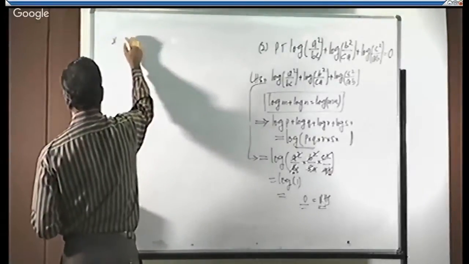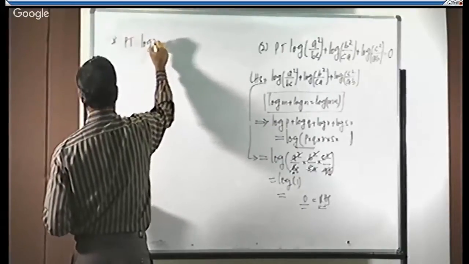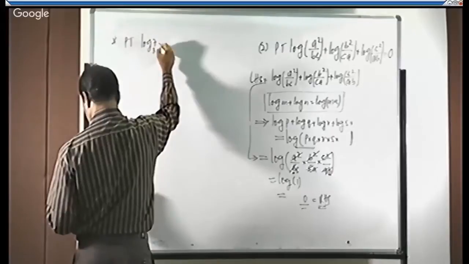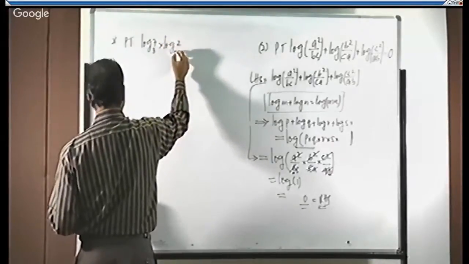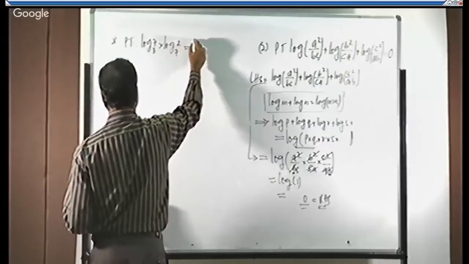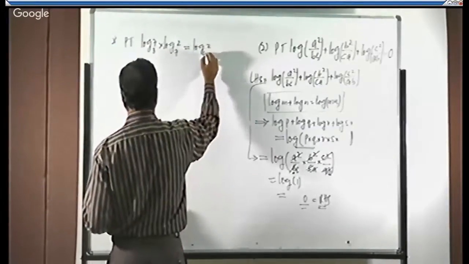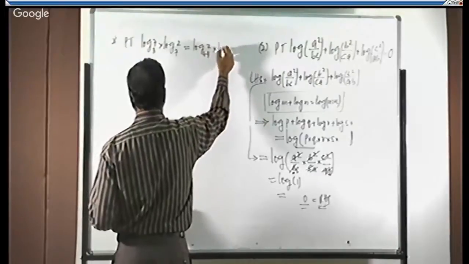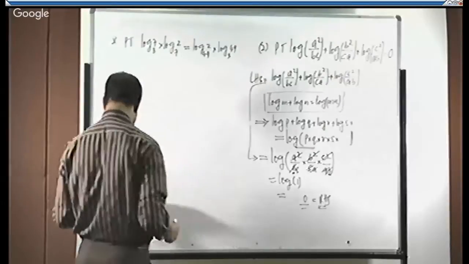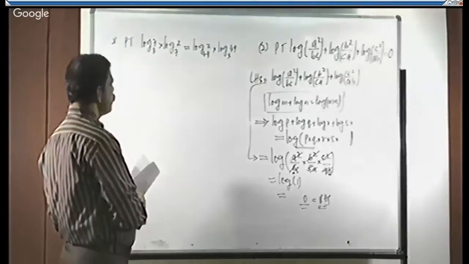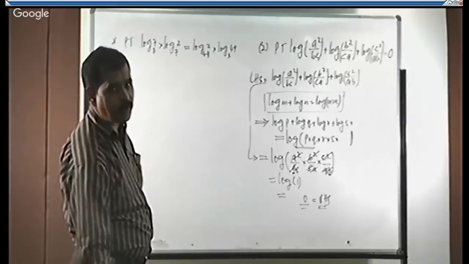Next one, prove that log of 7 to the base 3 into log of 2 to the base 7 is equal to log of 2 to the base 49 into log of 49 to the base 3. We should prove that the left hand side is equal to the right hand side.